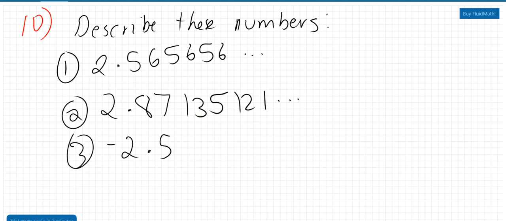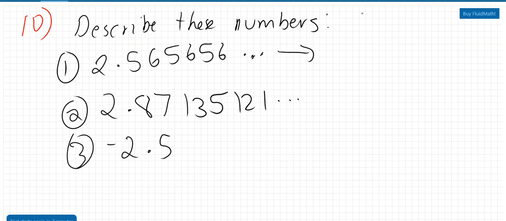Okay, the next question, I think we're up to 10. I've forgotten what number we're up to, so I'm just guessing. All right, so this question asks us to describe these numbers. So look at the first one. I can see I've got 2 point, and then it's a 5, 6, 5, 6, 5, 6. And these 3 dots are telling us it's going to continue forever.